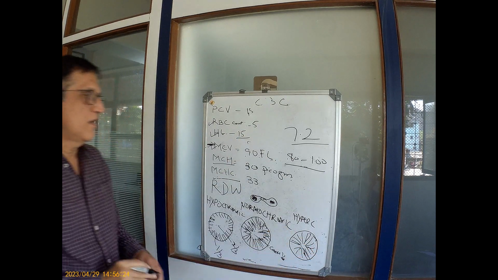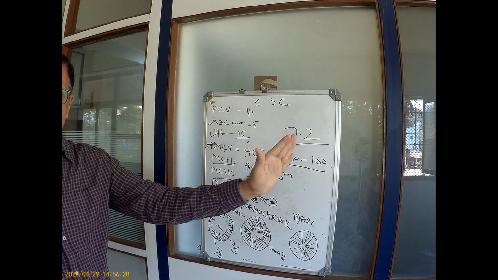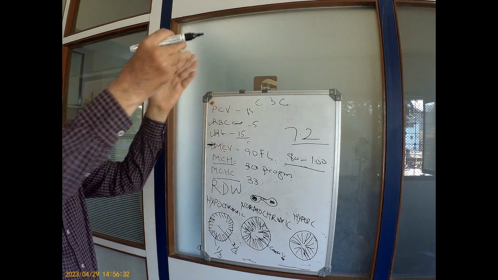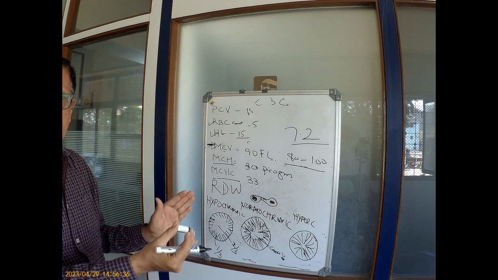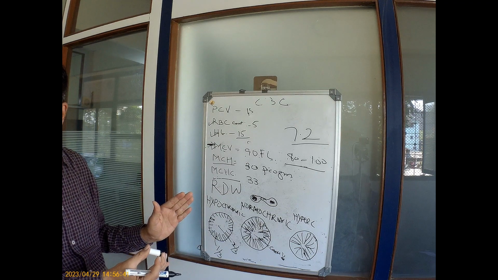Now see, we started with 3 divisions: normo, micro, and macro. Now we have further divided it into 3 parts. Now see, our differentials are getting narrower and narrower. We are coming to a conclusion. Somewhere we are going to get to a conclusion.